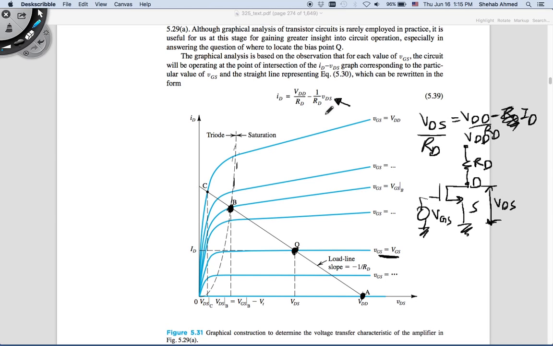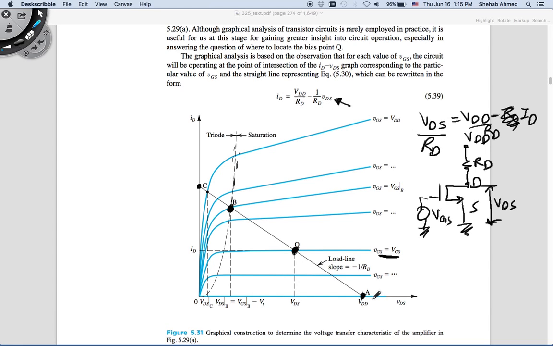In this equation, I can substitute with VDS equal to 0, and I will get a certain value of ID. So if I substitute with VDS equal to 0, then I get this point here. I get a certain value of current equal to VDD over RD, and that is the value of current here. And on the other end, I can substitute with what?